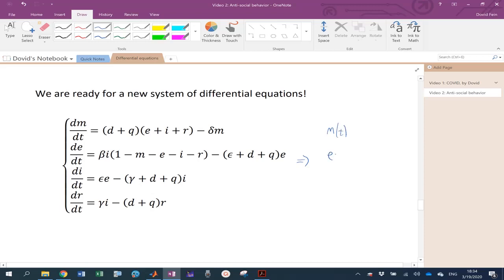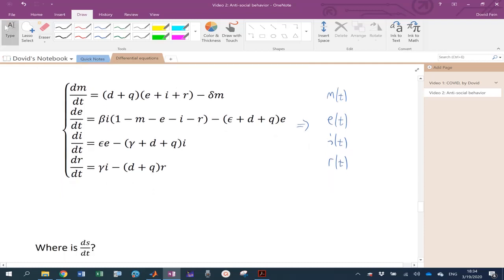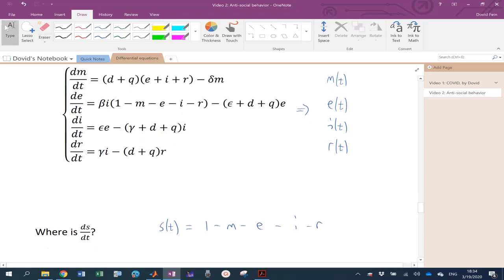functions M of t, E of t, I of t, and R of t. Like I said before, the M doesn't really matter, but I'll just include it for completion. Now the question is, where is dS/dt, the susceptibles? Now, as before, once we solve these four, we can actually just find S of t, so we don't even need dS/dt. We find S by subtracting each of those, M, E, I, and R, which, oddly enough, is my middle name.